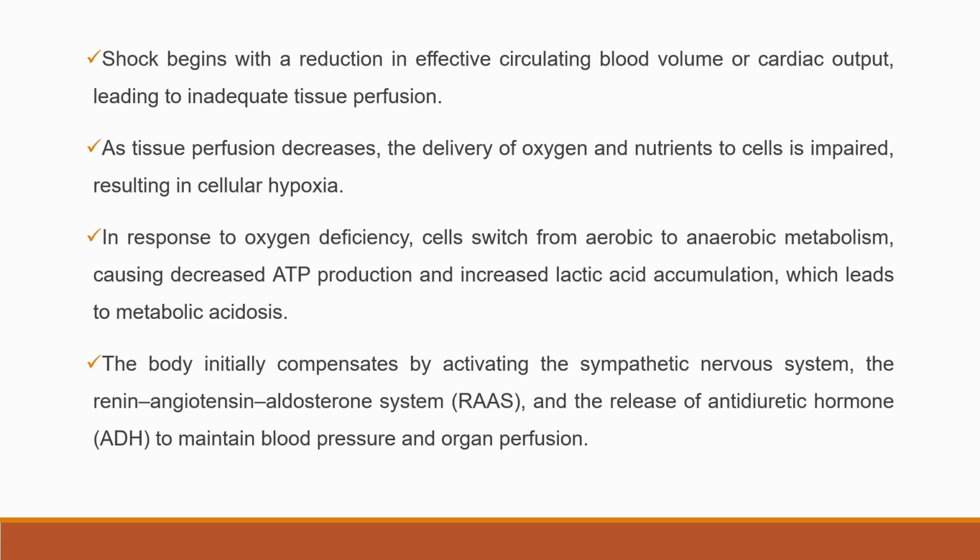So slowly the delivery of oxygen and nutrients is impaired. So there is cellular hypoxia. Hypoxia means insufficient supply of oxygen. So then what will happen? If the oxygen is insufficient, the cells will switch from aerobic respiration to anaerobic respiration. So what will happen? The ATP production is reducing and the lactic acid accumulation is increasing. Anaerobic metabolism increased, right? So there will be lactic acid accumulation, which is leading to metabolic acidosis in the cells and tissues.